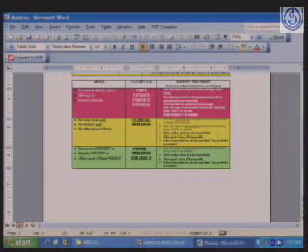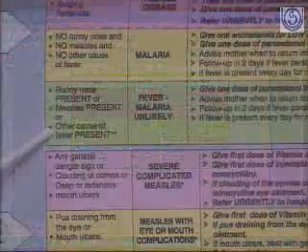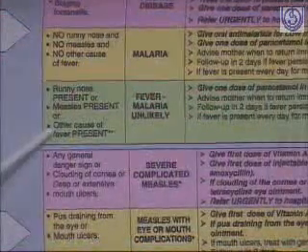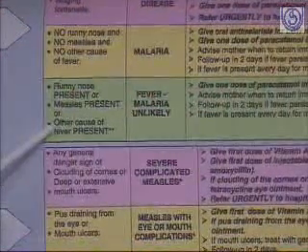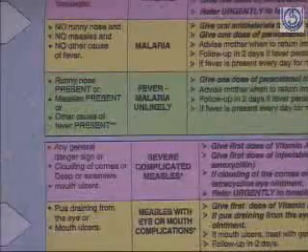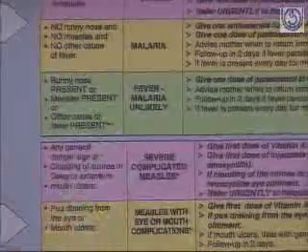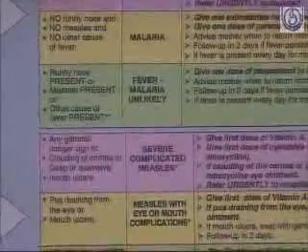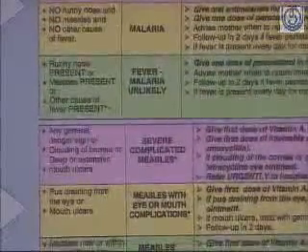And if there is presence of running nose or there is some other cause of fever like diarrhea, upper respiratory infection, or some boils or furuncle, then it places the child into fever, malaria, unlikely. So this is how we classify the box of the fever for malaria.